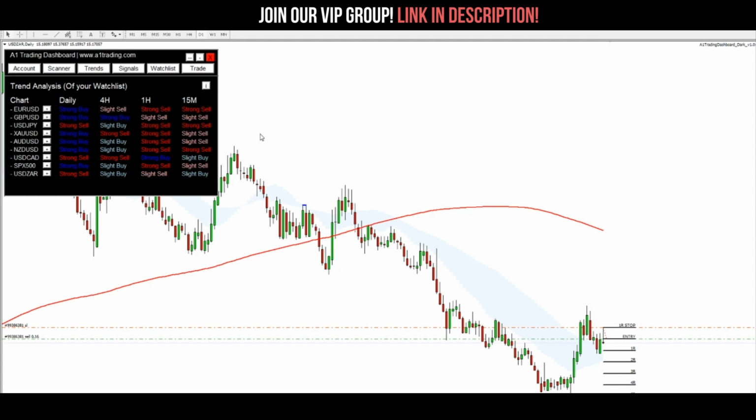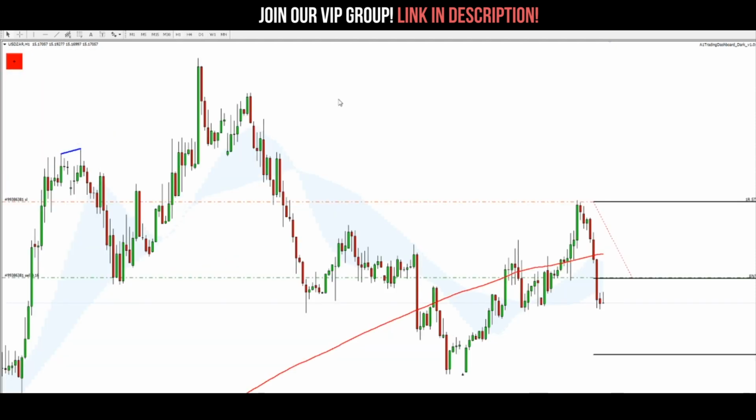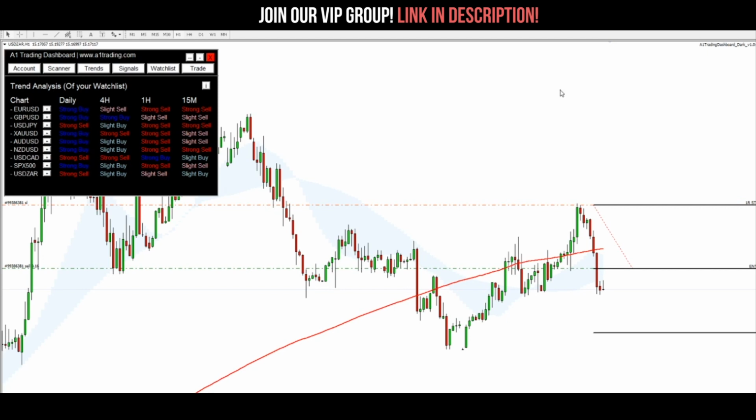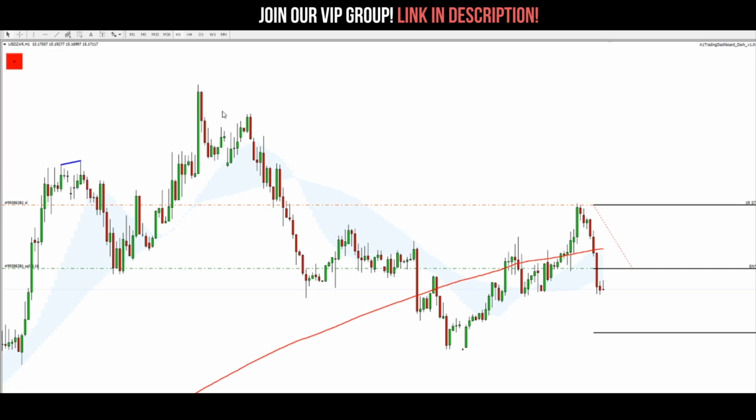So let's go ahead and break it down on the lower time frames, why I entered into this position and how it's going so far. This is a very fresh position. I just took this trade about 2 hours ago or so. What you can see is that on that daily time frame, we've got the overall downtrend.